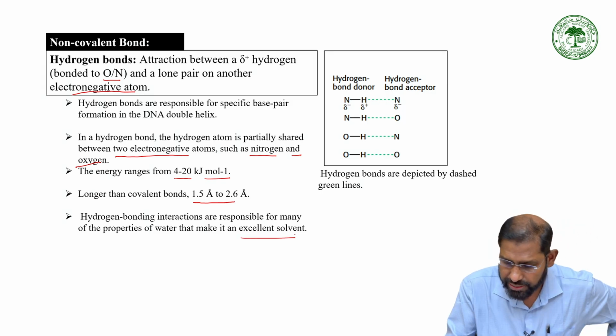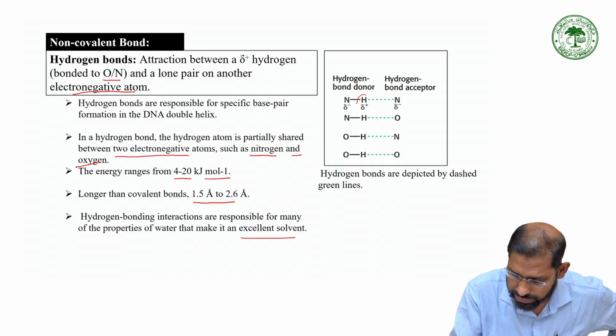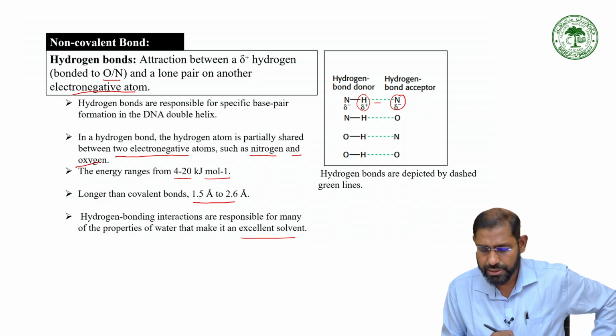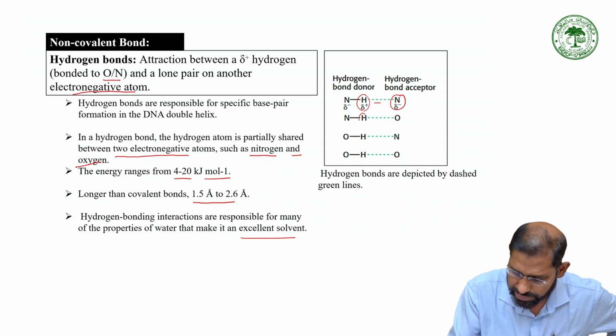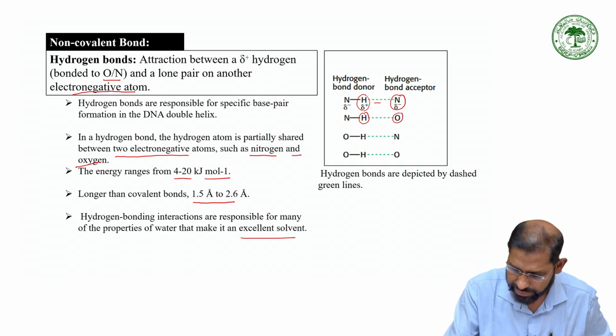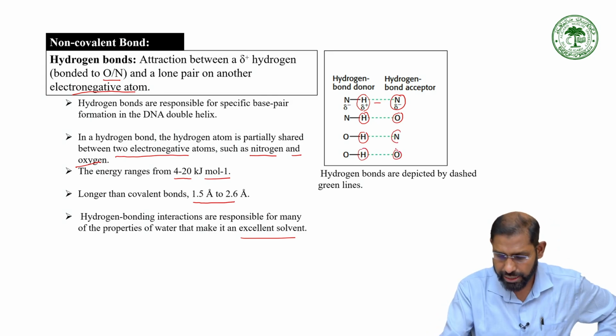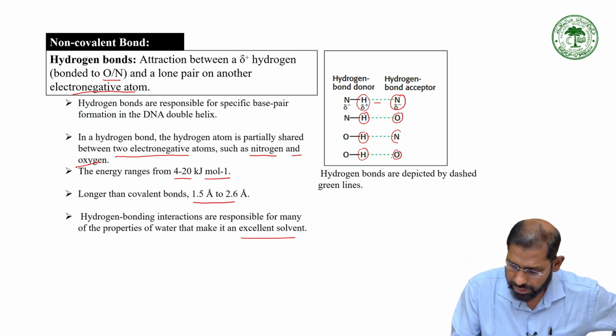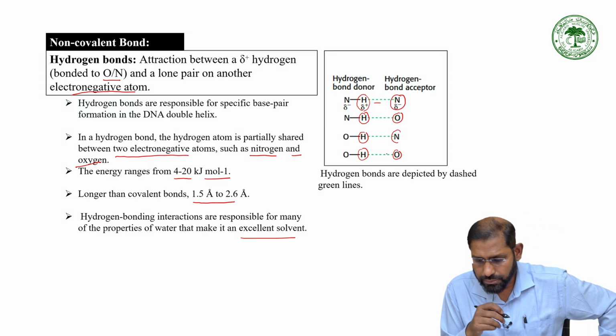So see, this is the hydrogen bond donor, it's H, and the green color is a hydrogen bond with nitrogen as the acceptor. In this case again H is a donor and oxygen is the acceptor. In this case H is the donor and N is the acceptor, and then again H is the donor and O is the acceptor. Hydrogen bonds are in green colors.